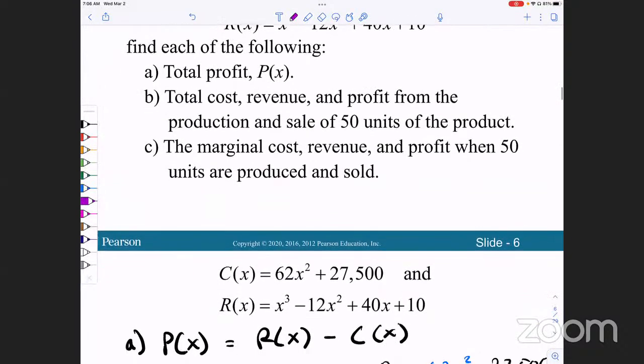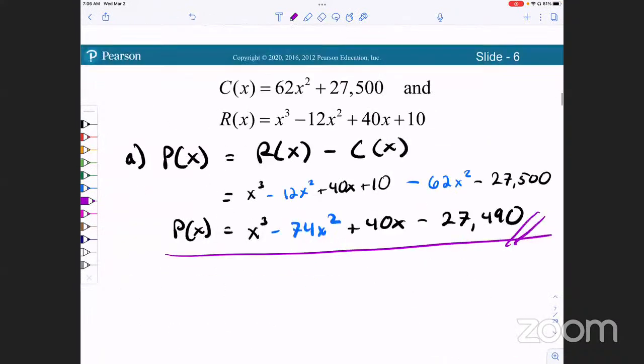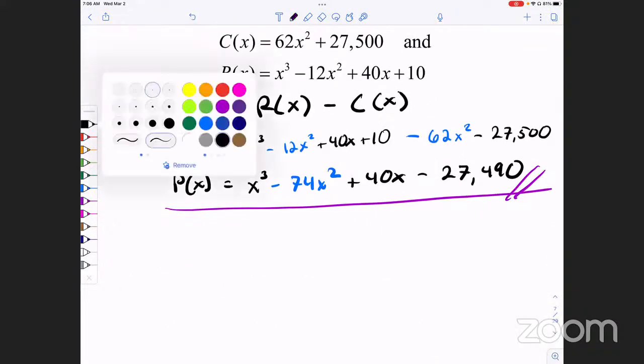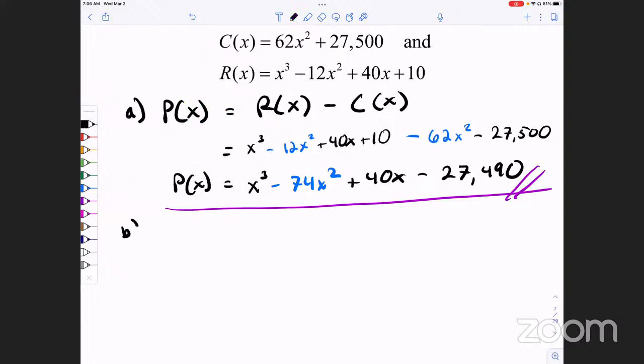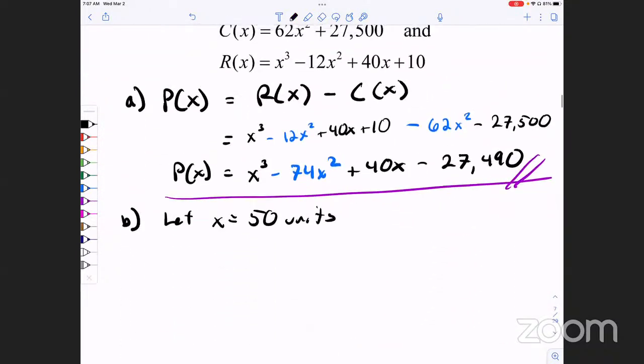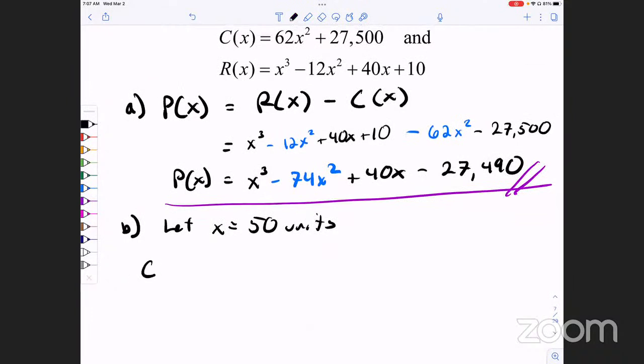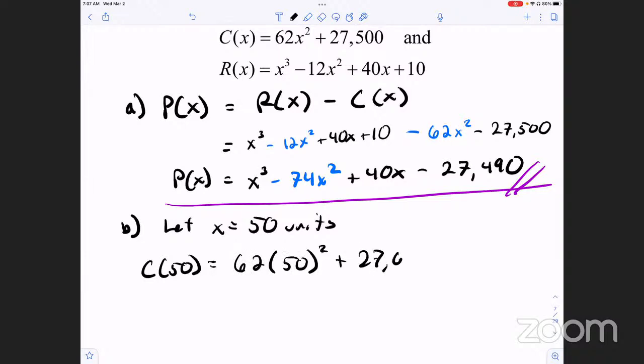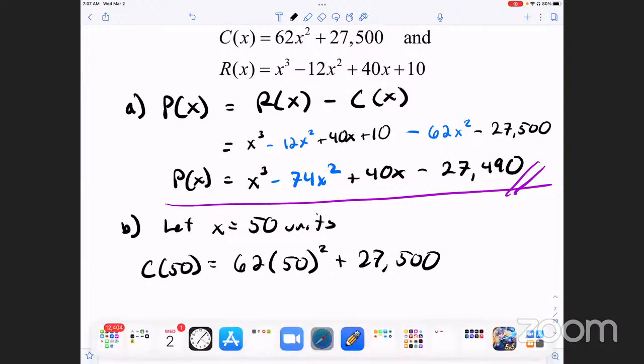Find the total cost, revenue, and profit from the production and sale of 50 units of the product. So if we produce and sell 50 units, right? So for part B, I'm going to let x be 50 units. Revenue and profit. The cost of producing and selling 50 units is going to be 50 squared plus the 27,500.